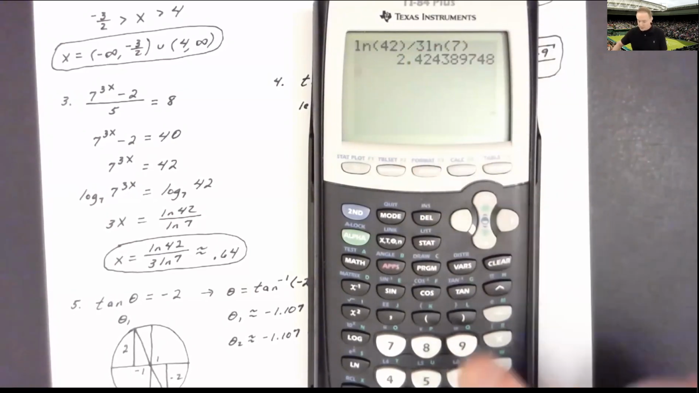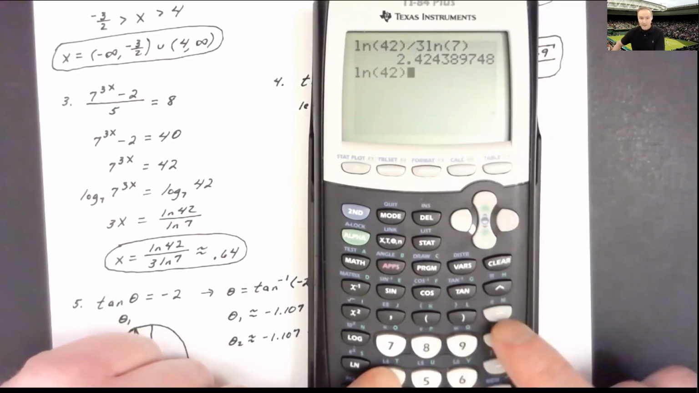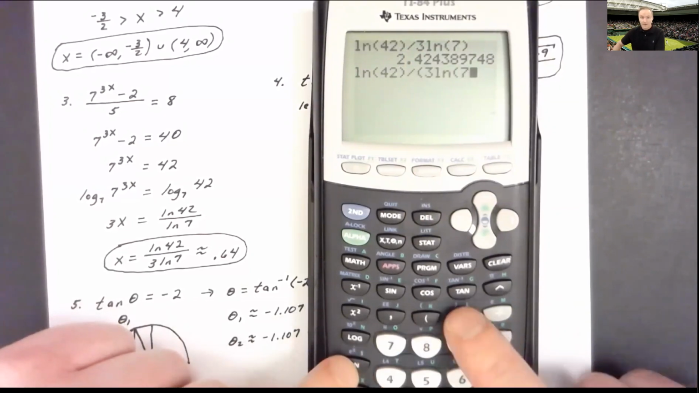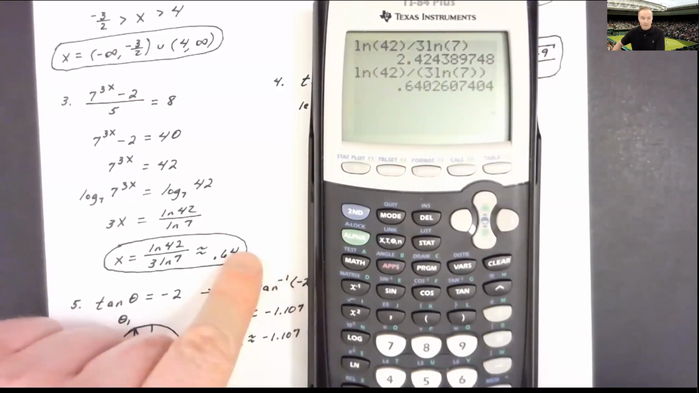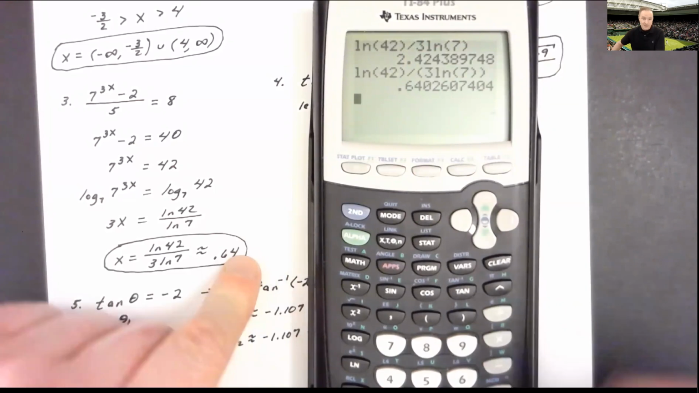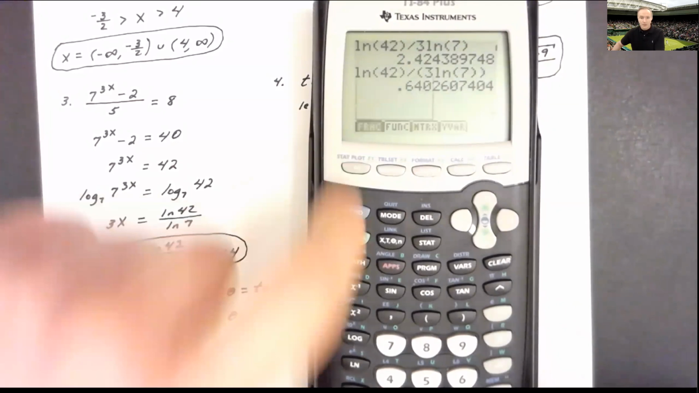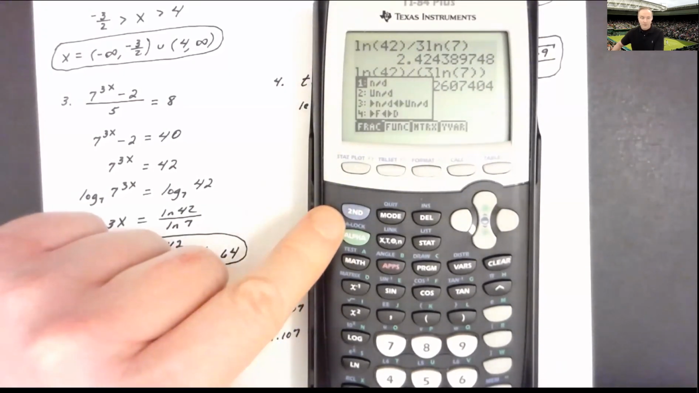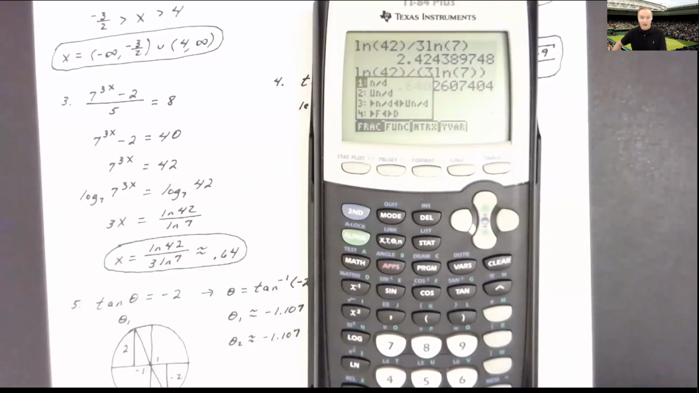So if you do it out this way, you would have to say the natural log of 42 and then divided by the group 3 natural log of 7 like that. Boom. And you can get the 0.64 rounded to 3 decimal places. This would just be 0.640 or 0.64. Alternatively, you could save yourself some effort. If you have one of the 84s with a more recent update, you can hit alpha y equals and it'll bring up the fraction. Alpha y equals enter.